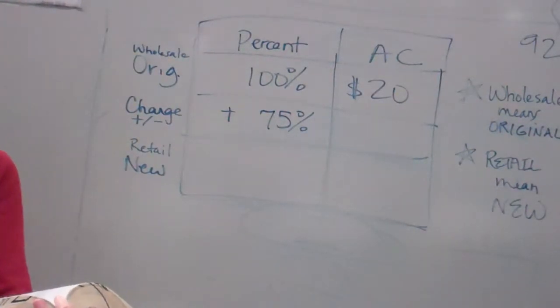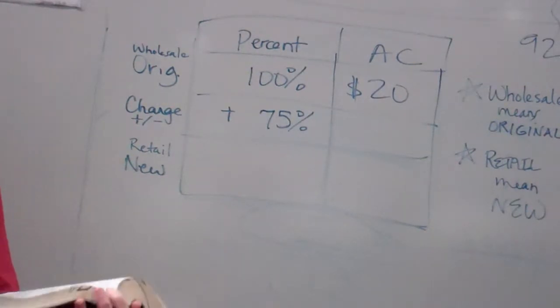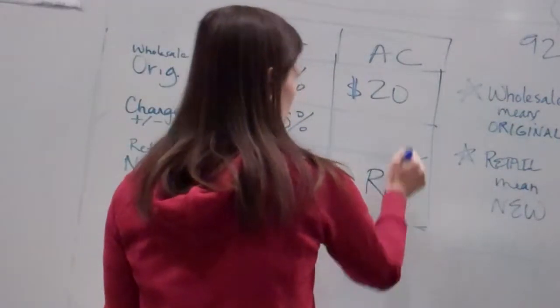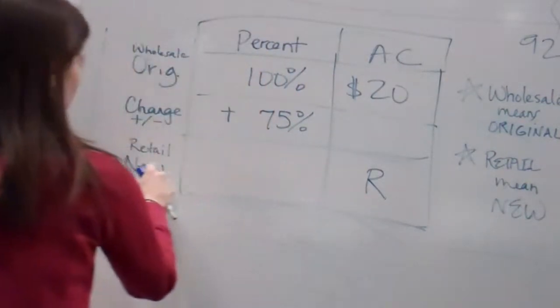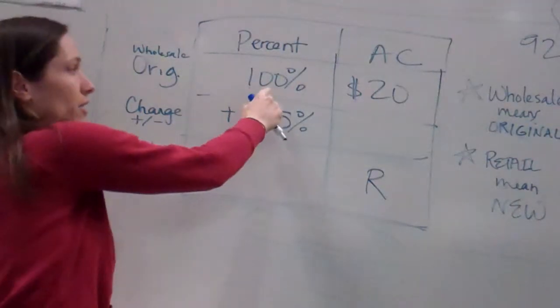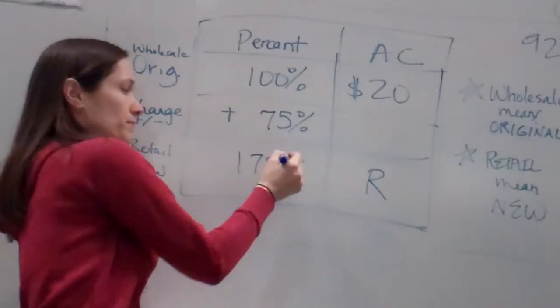To sell the item at retail. What was the merchant's retail price for the item? We're wanting to know this. What is the actual count, the price for the new item? Okay? Put 175. Very good. I'm going to go in and add this 100 plus this 75 and make it 175%.